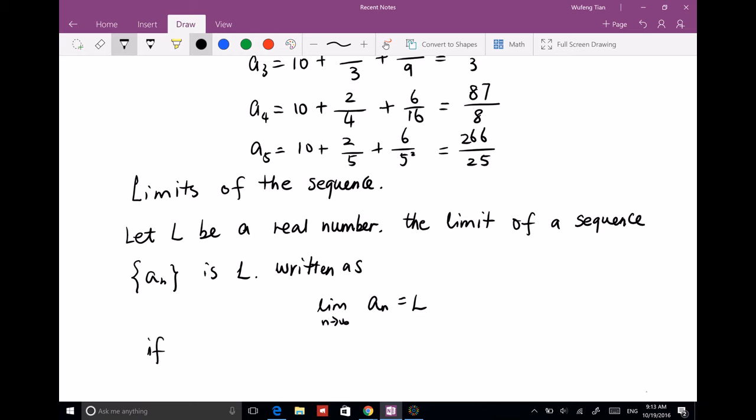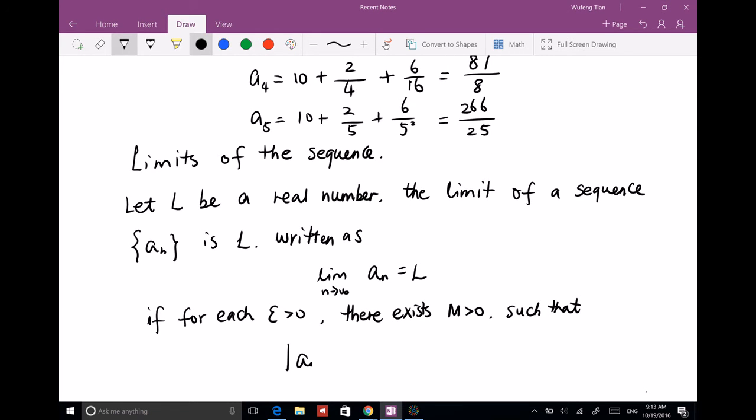if for each epsilon bigger than 0, there exists an M bigger than 0 such that the absolute value of an minus L is less than epsilon whenever n is bigger than M.